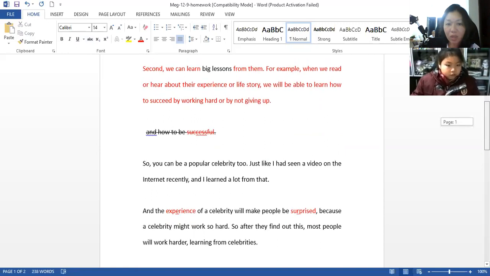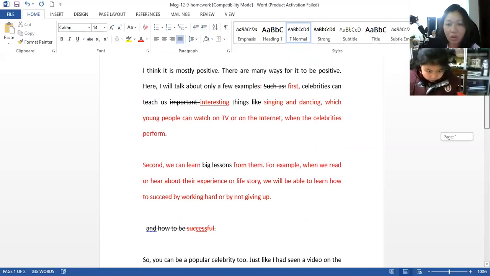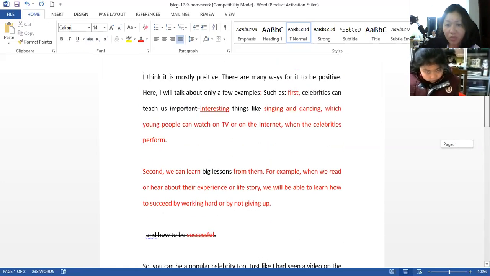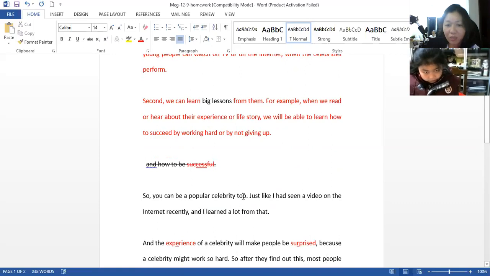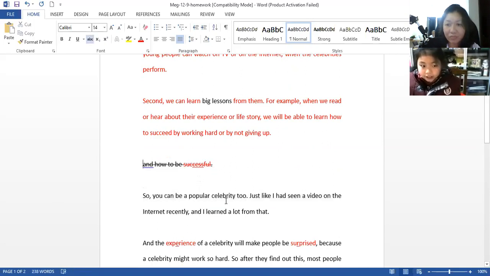So you can be a popular celebrity too, just like I had seen a video on the internet recently. Okay, I don't understand this part. So you talked about what we can learn from celebrities, and then suddenly you're talking about people becoming a celebrity. What do you mean by this? I mean, if people can learn from celebrities, maybe they can try and be a celebrity too.